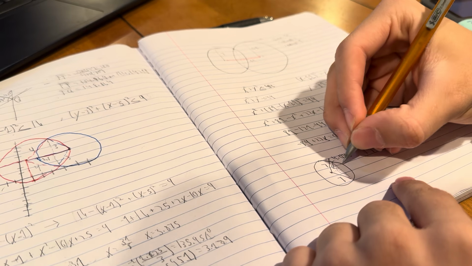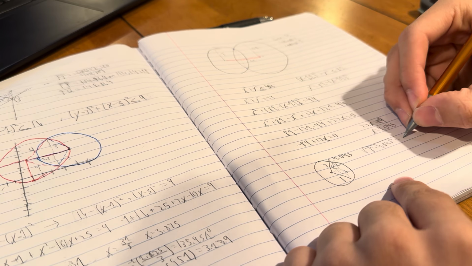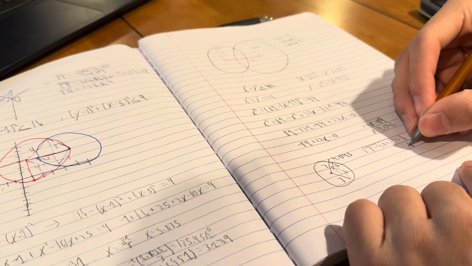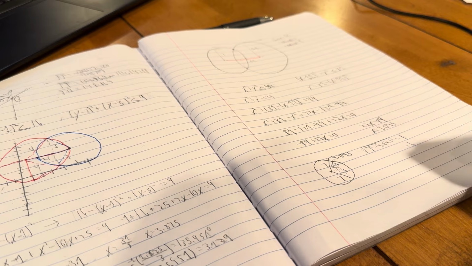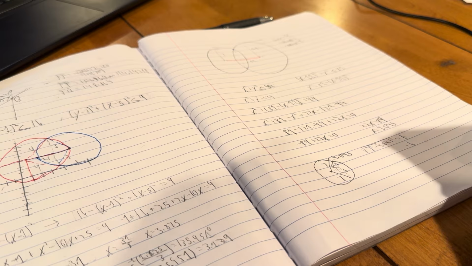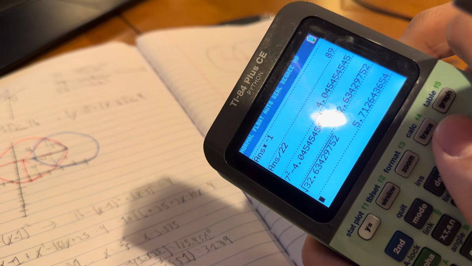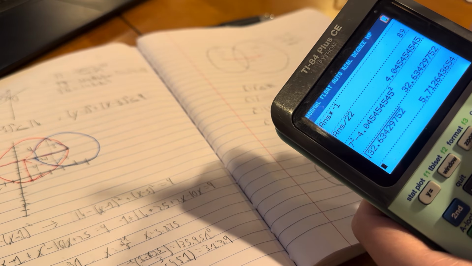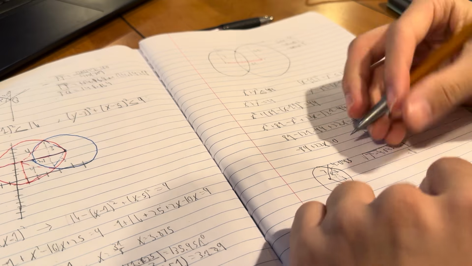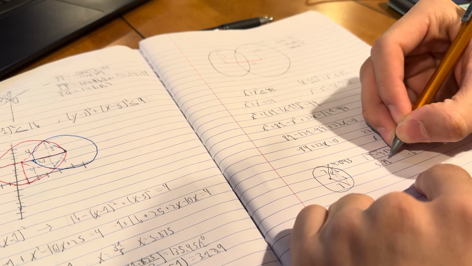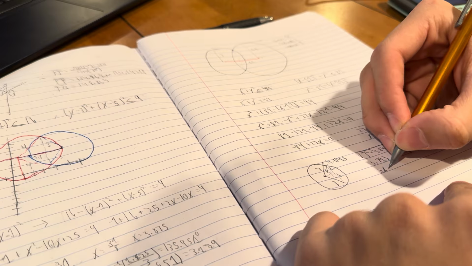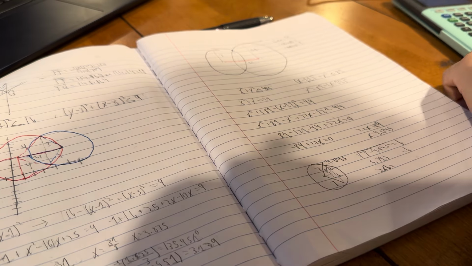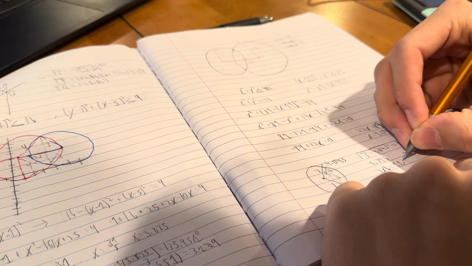I'm going to say this is B and this is B. So this is equal to B. Then we can say that B is equal to the square root of 7 squared minus 4.045 squared. And then the square root of that would be 5.713. I'm going to round to 3 decimal places. 5.713. Multiply that by 2. So 2 times B is equal to 11.425.